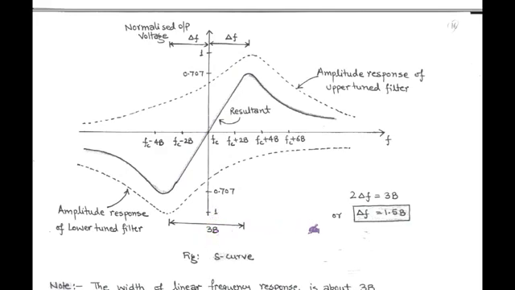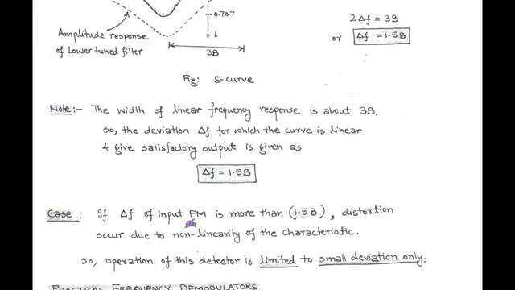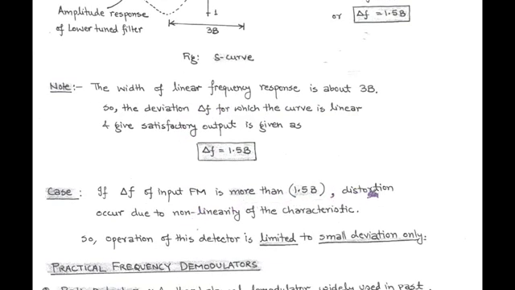And we know that in the case of wideband FM, the transmission bandwidth is twice delta F. So twice delta F equals 3B. So the frequency deviation delta F for this linear curve is 1.5B and gives a satisfactory output. But beyond a frequency deviation of 1.5B, there is a nonlinear characteristic, and this results in distortion. So we can say that the operation of this detector is limited and gives output for a small deviation only, that is delta F equals 1.5B.